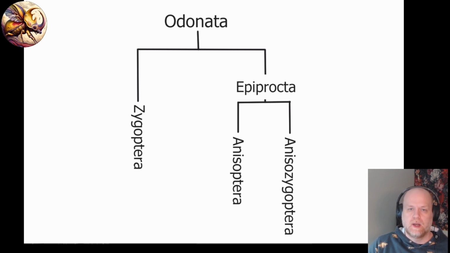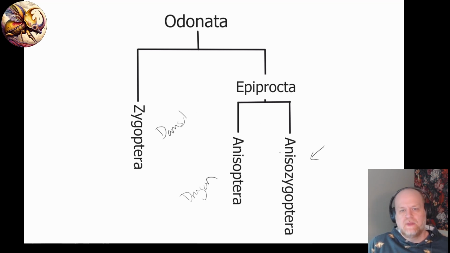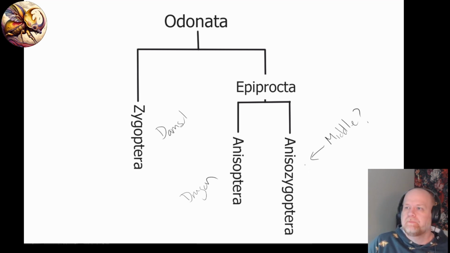So that has changed somewhat recently. I couldn't tell you exactly how recently. A secondary or tertiary group has been added. The Zygoptera are still the damselflies, and the Anisoptera are still the dragonflies. And then the Anisozygoptera are kind of this weird middle group. They're very old. They're mostly extinct. There's only one family in this subgroup.